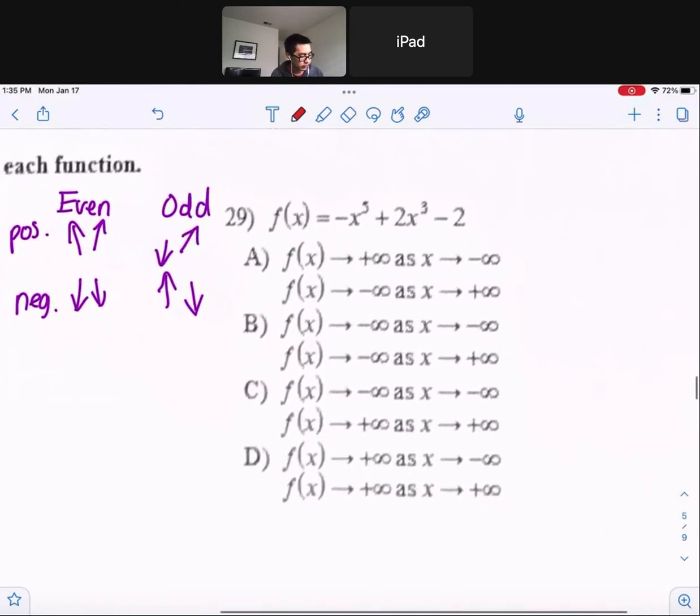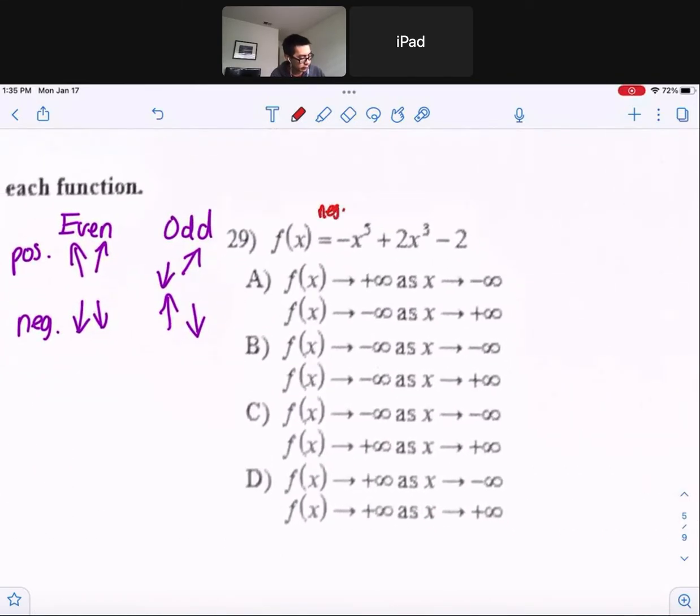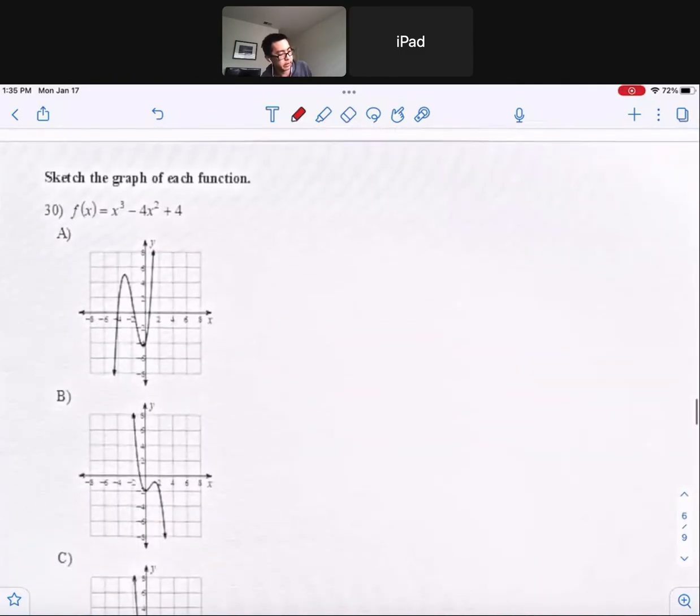Let's check this one. So clearly it's a negative in the front and it's an odd. So we're looking at negative odd, you guys. That means the left arrow should be up and the right arrow should be down. So here, this one represents the left arrow going up and the right arrow going down, which is what we wanted, right? So it would be this one. Left going up, right going down, which is what we wanted. So definitely going to have to take note of those end behaviors.